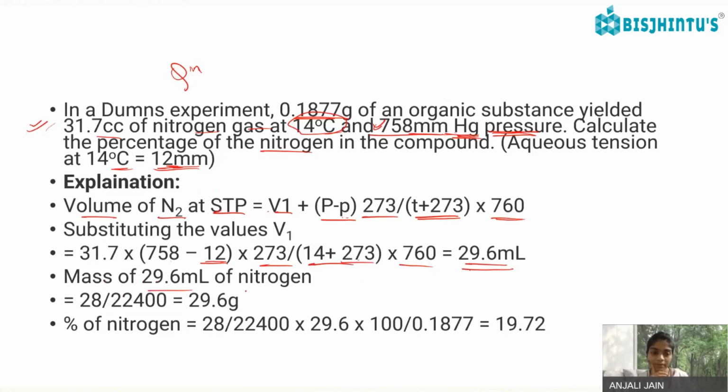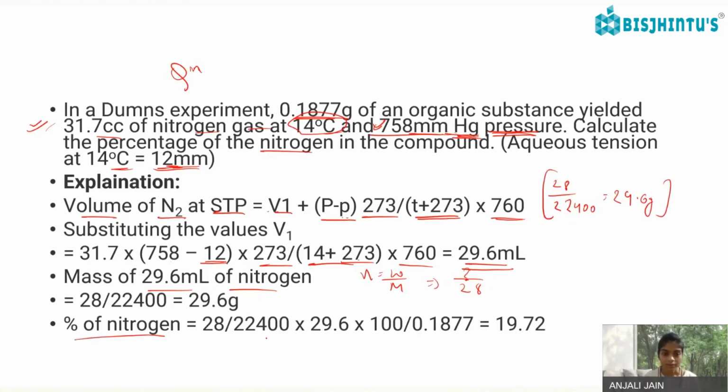And the mass of 29.6 ml of nitrogen is, I know, n is equal to W upon M. So if I have to get the mass, the weight is 2 to 4, mass is 28. This is for the moles. n is the number of moles and weight is how much weight I am taking. So for calculating the mass, it is 28 upon 22400, which is equal to 29.6 grams.